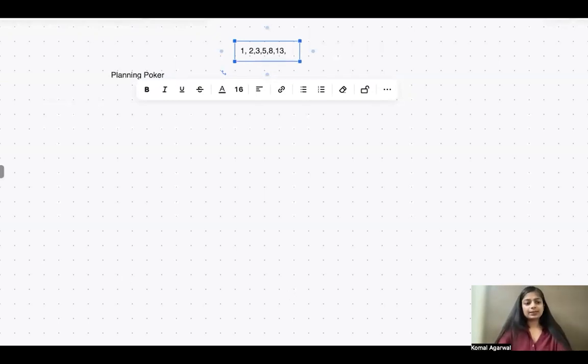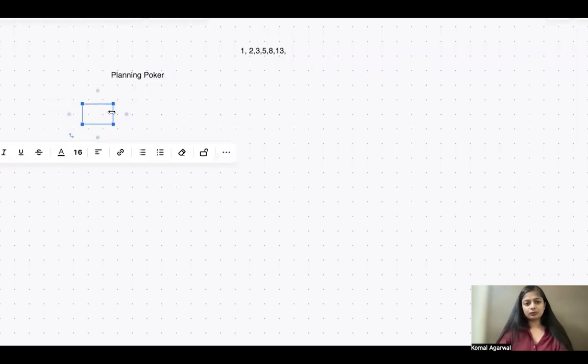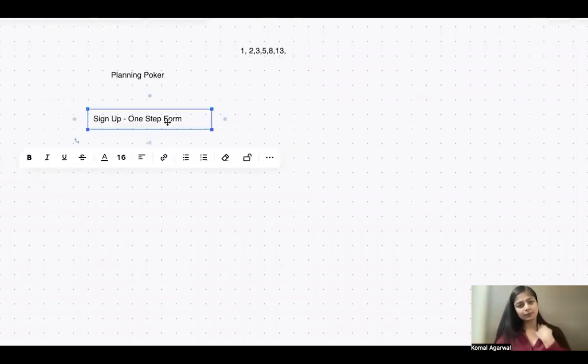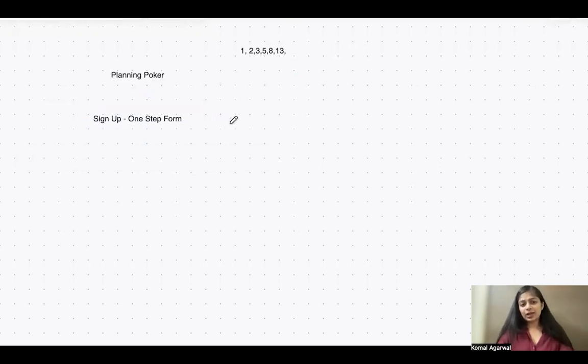So let's take an example of the sign up story. This is a feature of sign up that is a one-step form. The user story which we now have from the business analyst is completely detailed. It has all the validations, all the steps, and everything related to this sign up form feature.